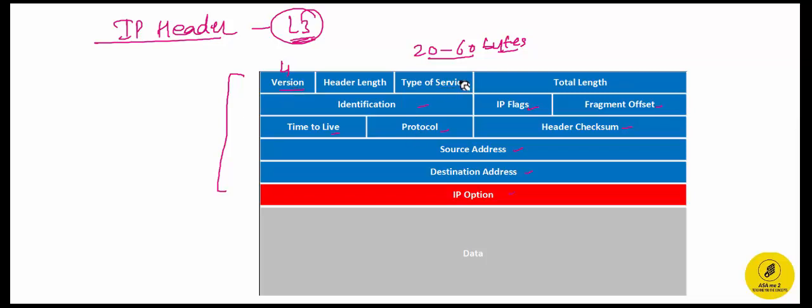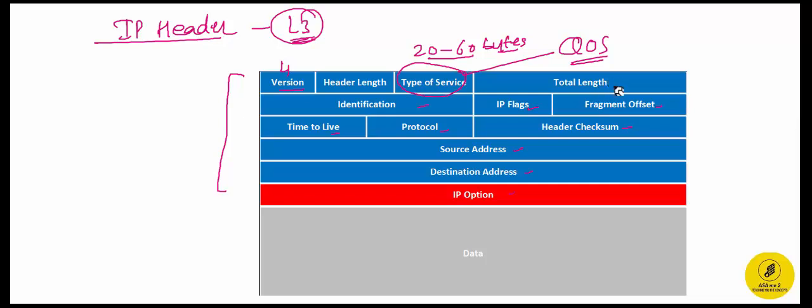The type of service is used for QoS, quality of service. QoS is a feature that allows you to give special treatment to some packets. For example, you can apply QoS to prioritize voice traffic, so the voice or video traffic can take preference over anything else. That is done by applying QoS.